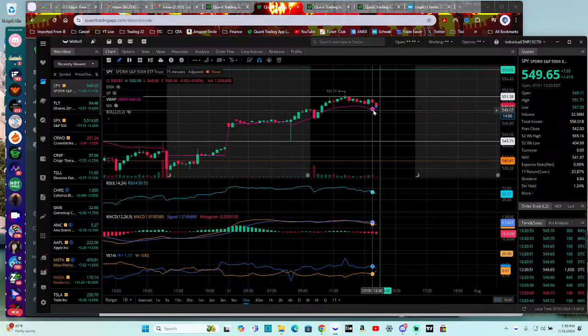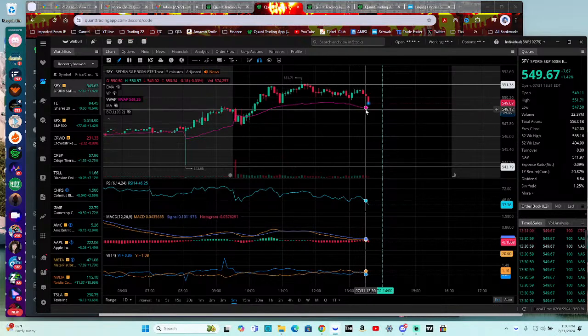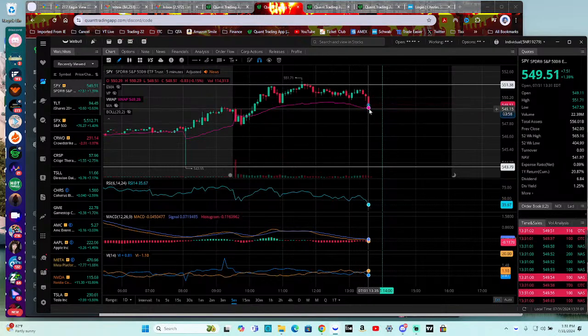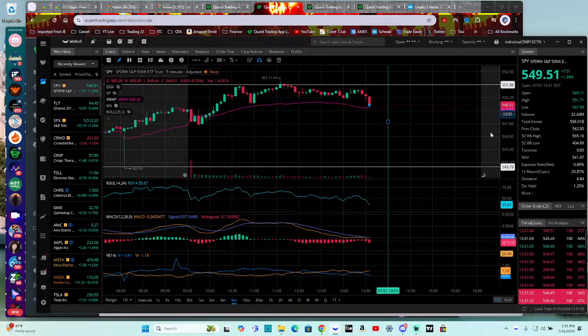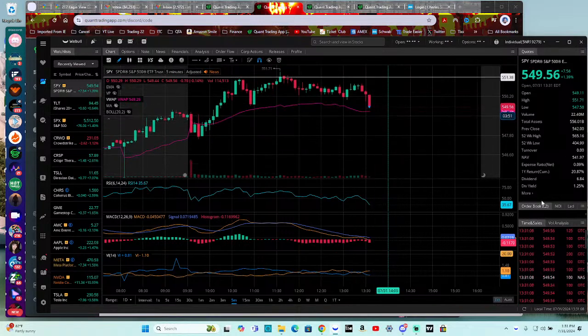And it looks like we're going to come up and we're going to test this VWAP before the meeting. That would be interesting, to let us know if the VWAP can hold on its own regardless of a reaction. That's going to be pretty big. So the VWAP right now is at 549.26. We'll see how that happens live.